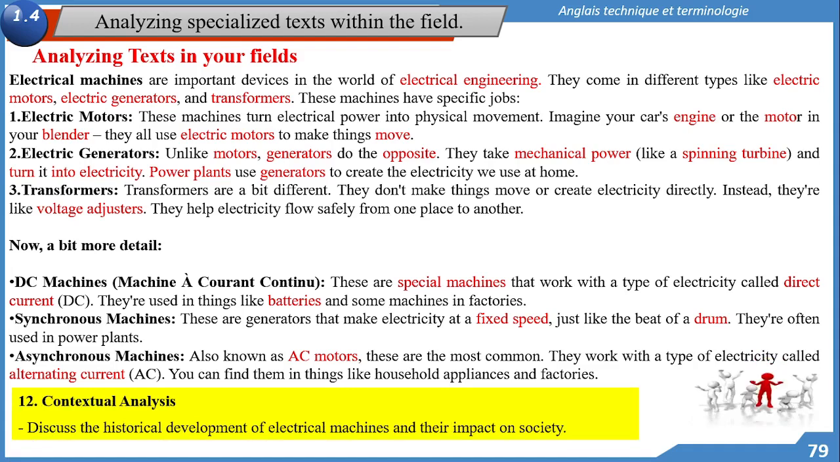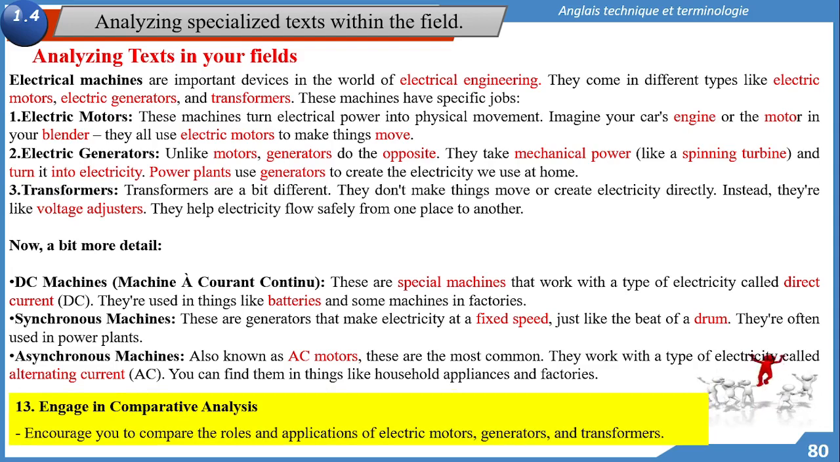So understanding the context. Explore the historical development of electrical machines and how they have shaped our society. So, compare the function of electric motors, generators, and transformers. Examine how electric motors, generators, and transformers differ in their roles and uses.